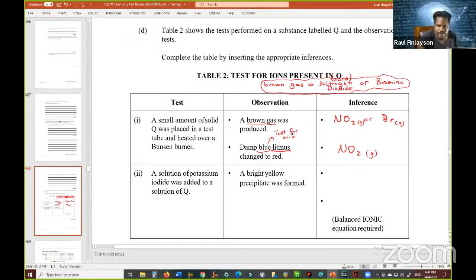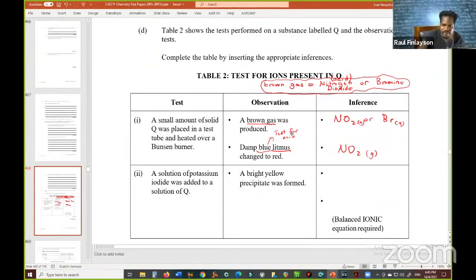Solution of potassium iodide was added to a solution Q. So same Q here. What we're seeing is that in the first part, Q is found to have nitrogen dioxide, and this is a trick here. Any compound that is a nitrate in its solid form, 9 out of 10 times when you put it over a flame, it's going to decompose. Any nitrate that decomposes usually forms nitrogen dioxide gas. That's one of the ways they can make nitric acid in the lab. But anyway, let's continue here.